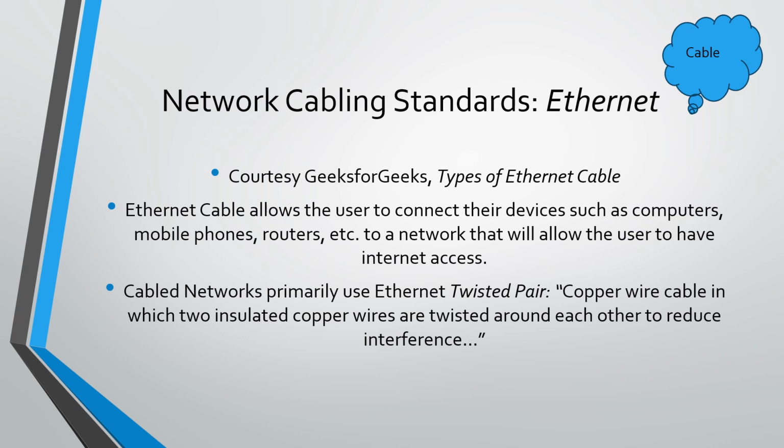Cable networks primarily use Ethernet twisted pair, which consists of copper wire cable in which 2 insulated copper wires are twisted around each other to reduce interference. This interference could include electromagnetic interference and RFI, or radio frequency interference.